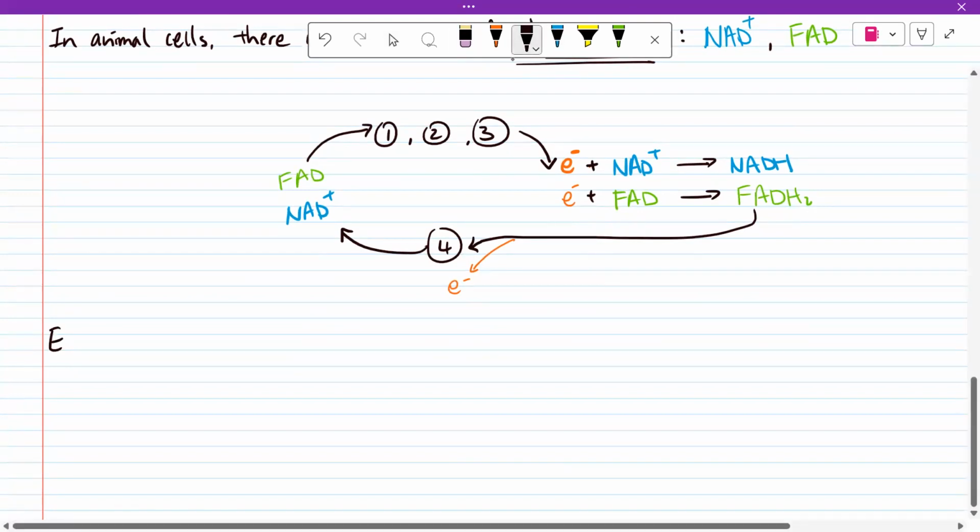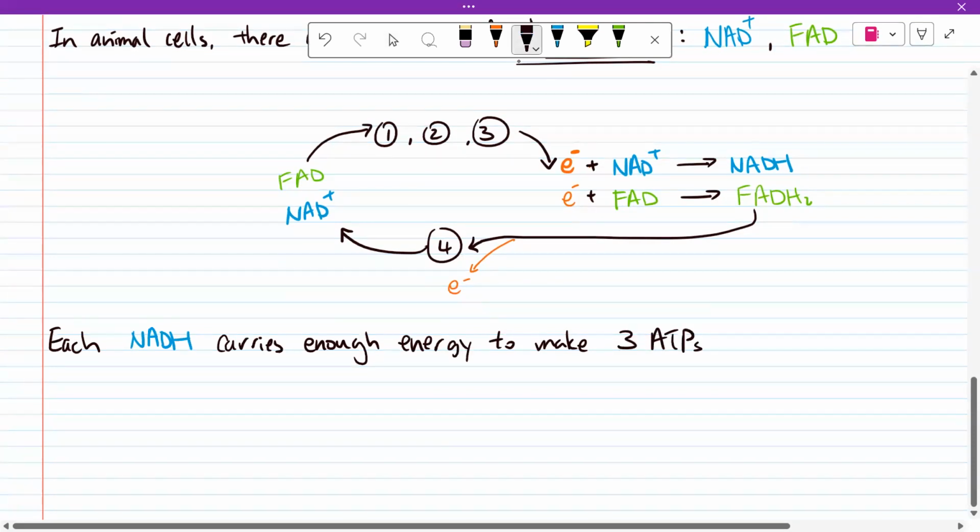So each NAD, each NADH carries enough energy to make 3 ATPs. And again, you just have to trust me. Right? Like it's just the way it is. I can explain to you, but it's not really going to help the situation. It's just going to make it unnecessarily complicated.